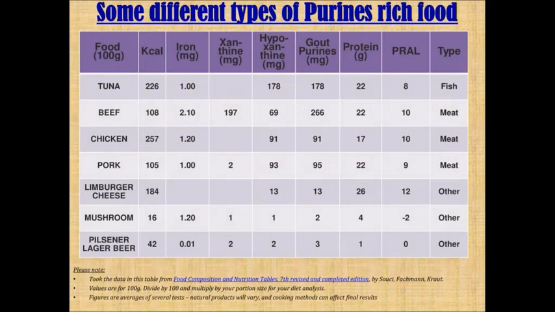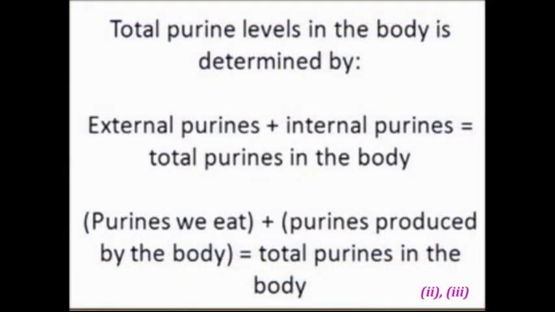Some different types of purine-rich foods are, as you can see, tuna, beef, chicken, pork, lamb, burger, cheese, mushroom, and beer. I need not explain this chart, I feel, because this is only the value of purine bases present and other things present in these foods. You can always check it and the source is also given. Now coming to the next slide.